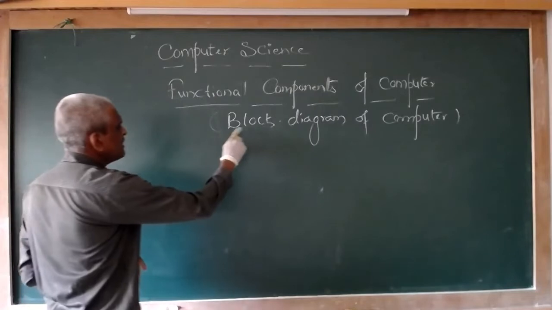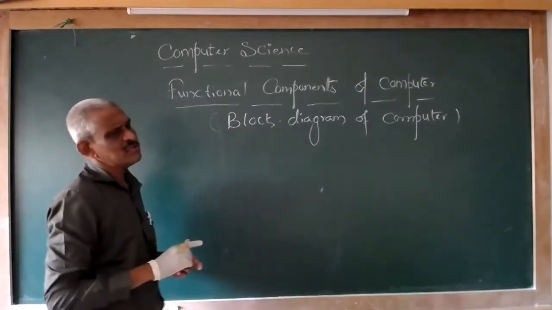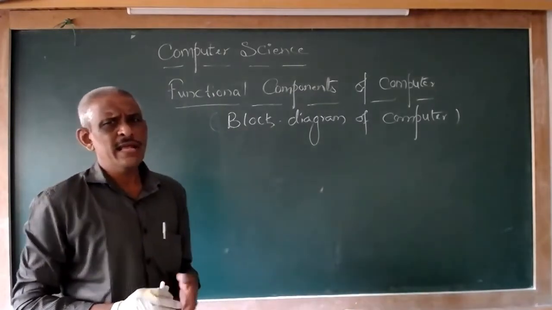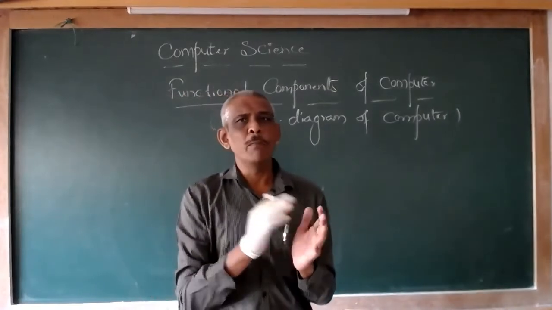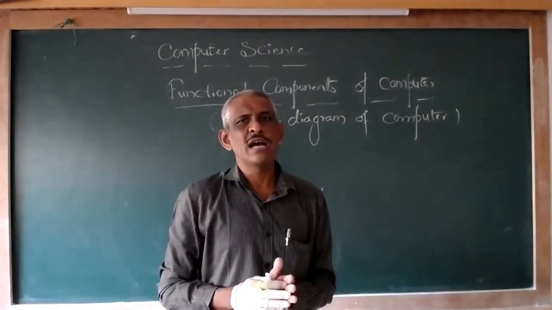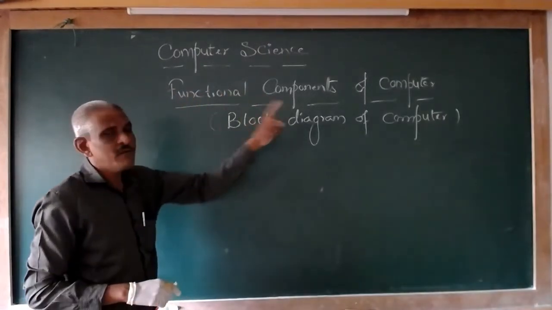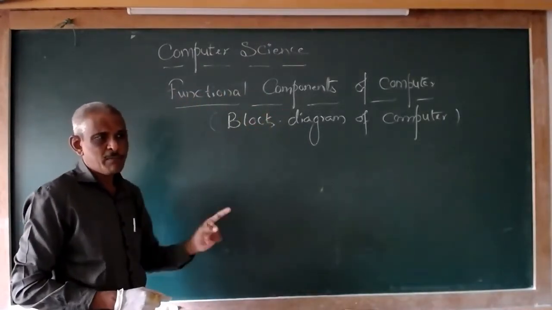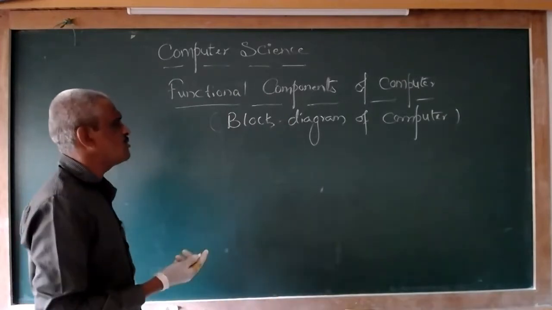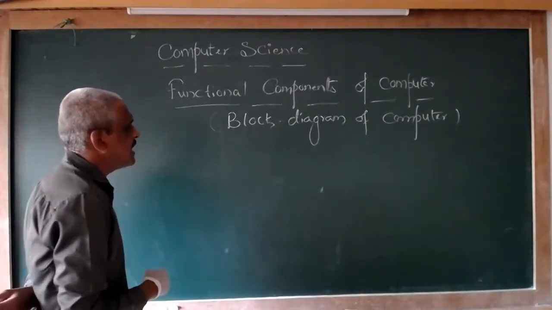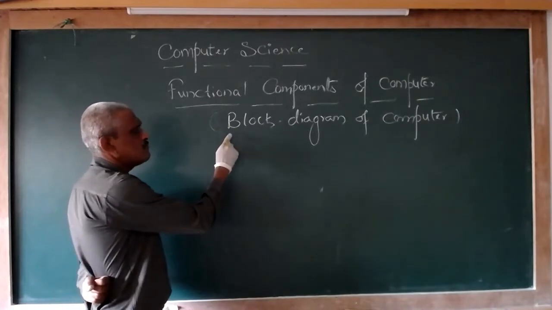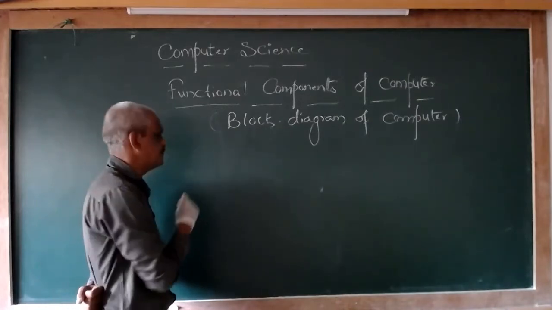So why is it given as a block diagram? Because we are not drawing the exact computer. With the help of blocks, we are completing the functional components of a computer. By using blocks, we are explaining the diagram of a computer. That's why it is called the block diagram of a computer.